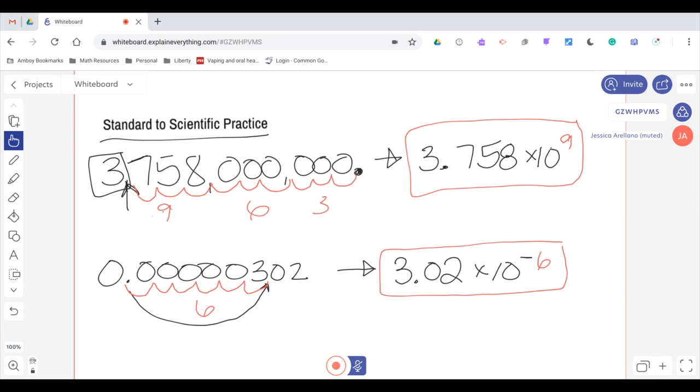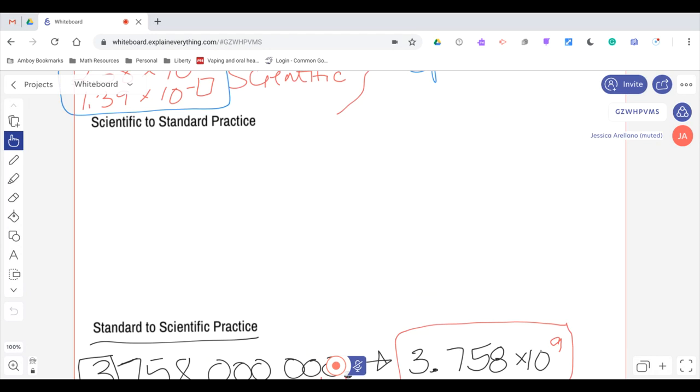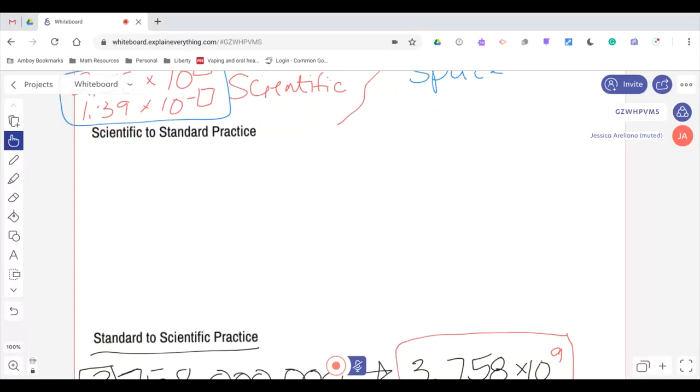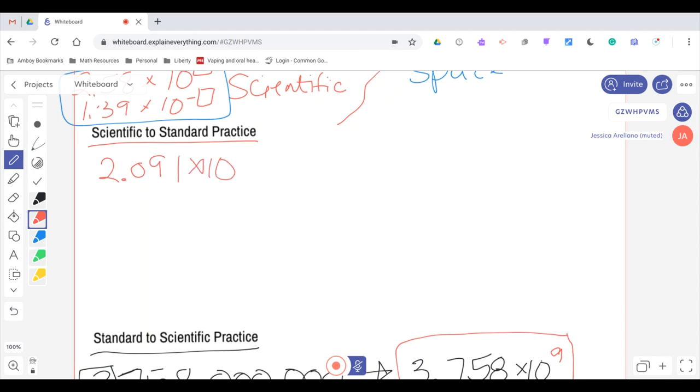So those are pretty straightforward. If you have a really large number, you have a positive exponent. If you have a small number, you have a negative exponent. Okay. Let's go back up to the other way around, switching from scientific to standard. So let's say I started with 2.091 times 10 to the 7th.